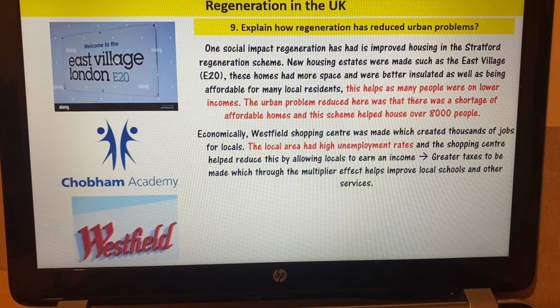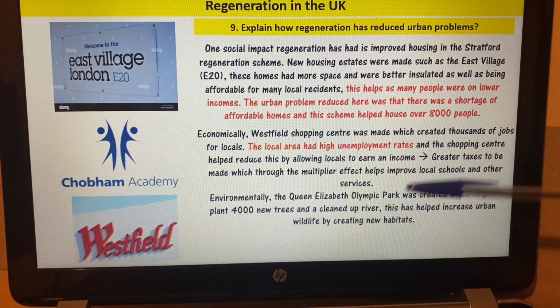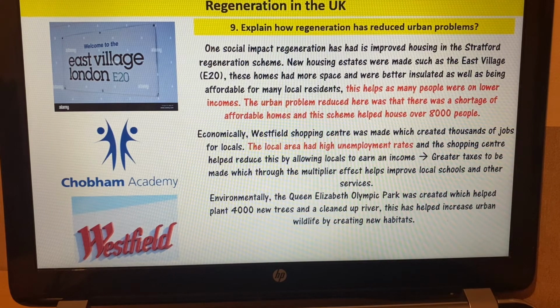You could also talk about an environmental aspect, which was that they created a huge green space area of the Olympic Park. What specifically? They planted thousands of new trees, they cleaned up the river, increasing wildlife and creating habitats within the area. And you could say that actually much of this area lacked green spaces and recreational spaces for people, and that's obviously improved the quality of life.